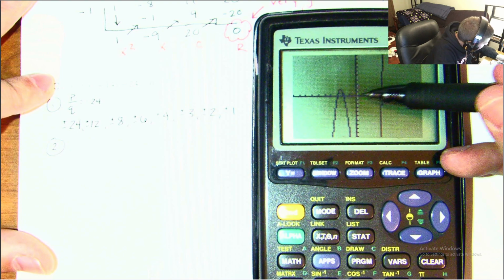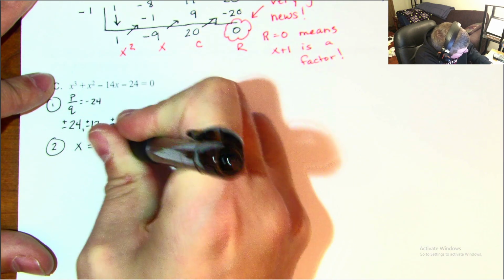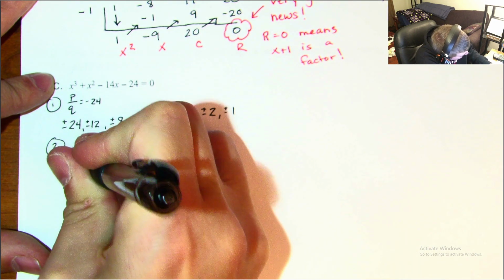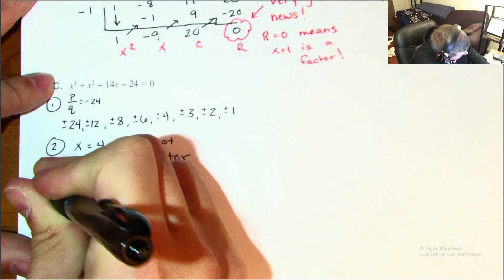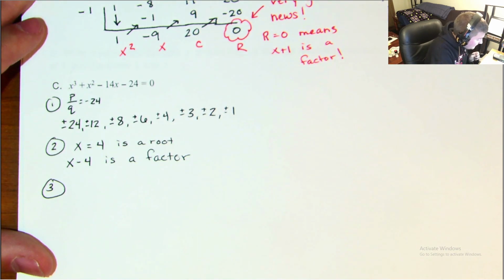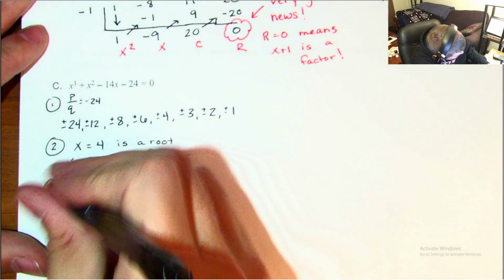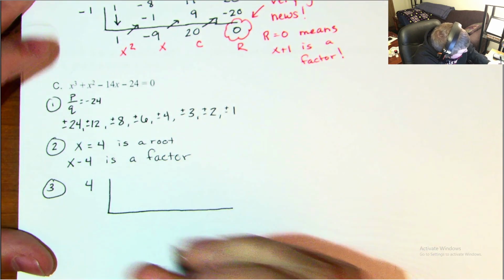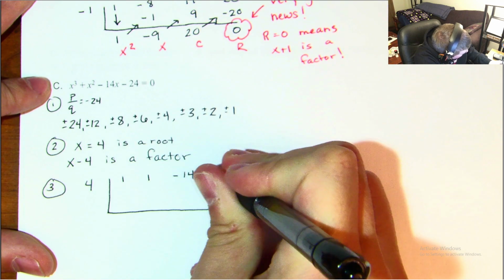It looks to be 1, 2, 3, 4. It looks like x equals 4. So I think x equals 4 is a root, meaning I believe that x minus 4 is a factor. So I can go ahead and divide that out. Since I believe x equals 4 is my root, I'm going to divide by 4, or x minus 4, from this. So I get 1, 1, negative 14, negative 24.